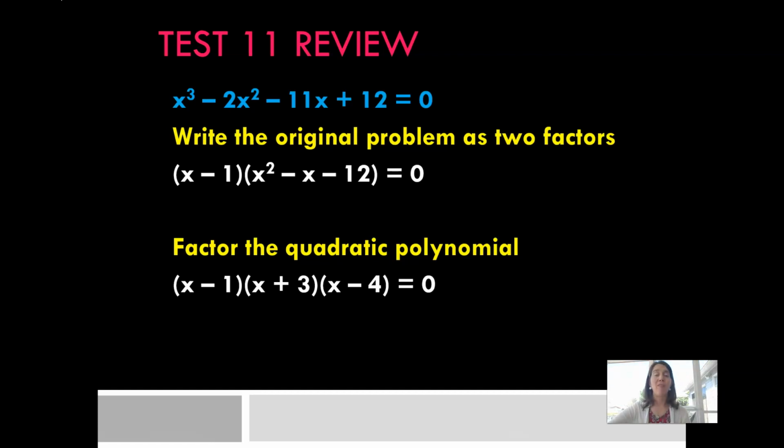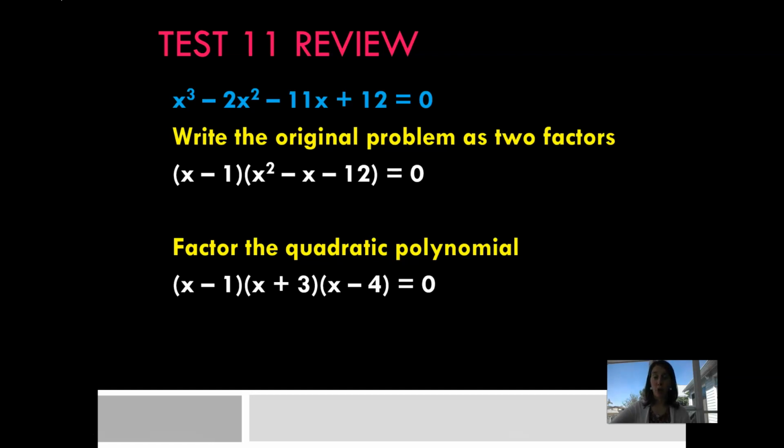How did I correctly factor the quadratic parts? What multiplies to give me a 12 and adds together to make a negative 1? It was my positive 3 and my negative 4. 3 minus 4 is negative 1. 3 times negative 4 is negative 12. Remember, the signs were different because of the minus that was in front of the 12, and my bigger number is the negative because of the minus that I had in front of the x.